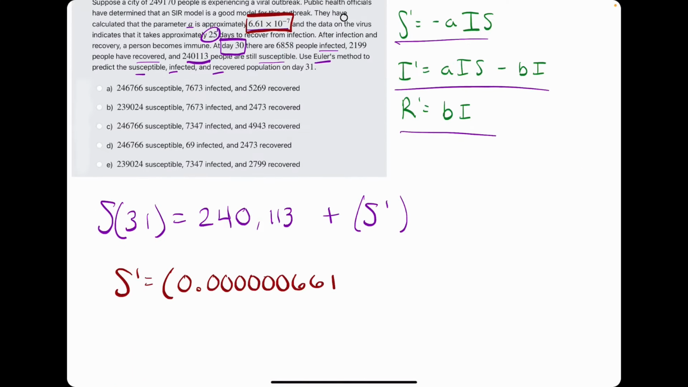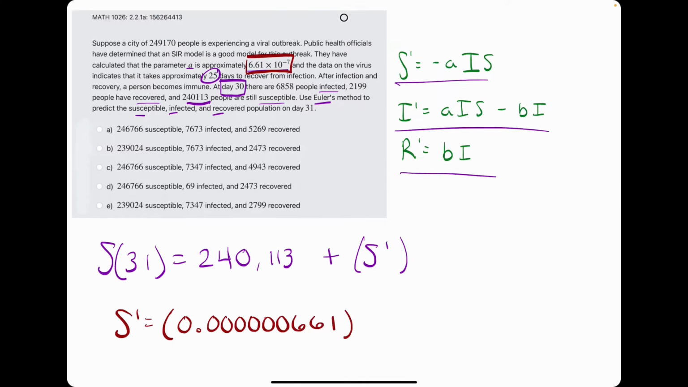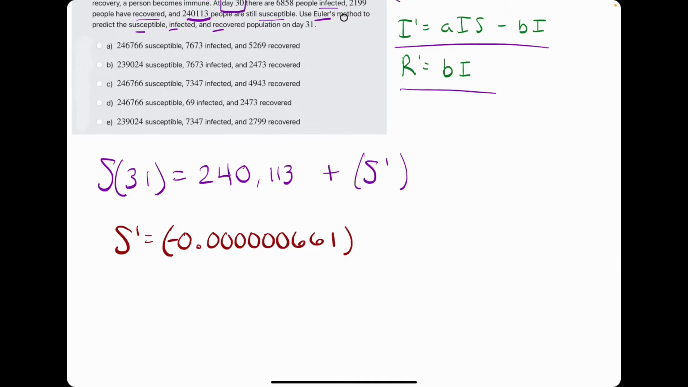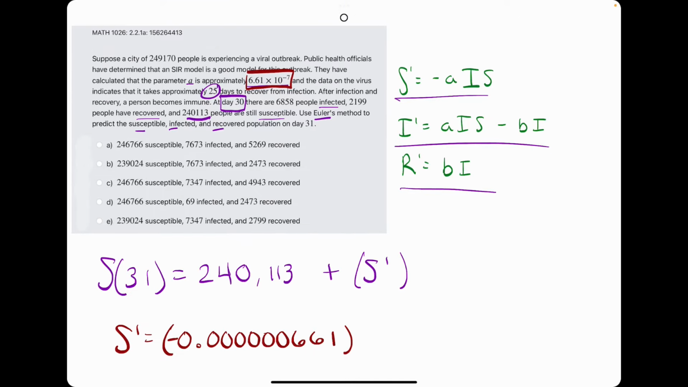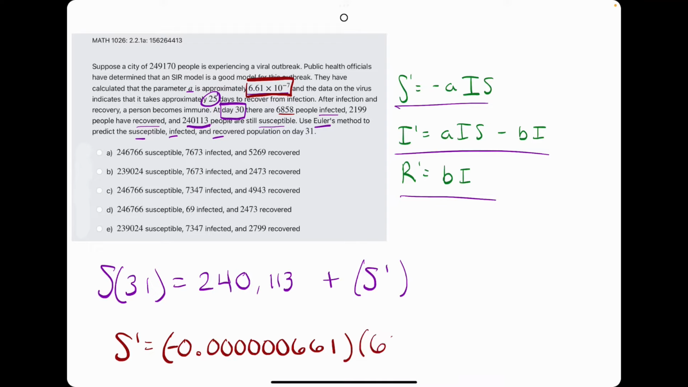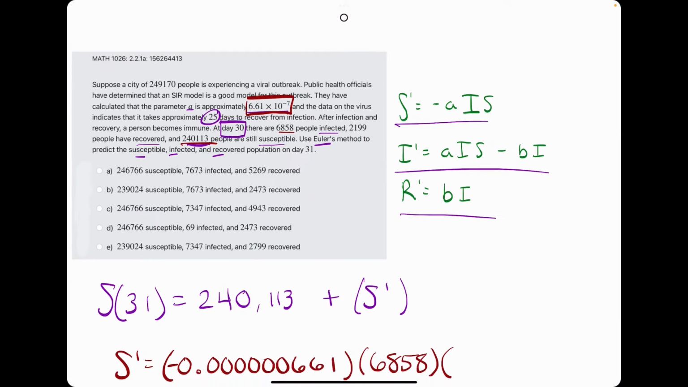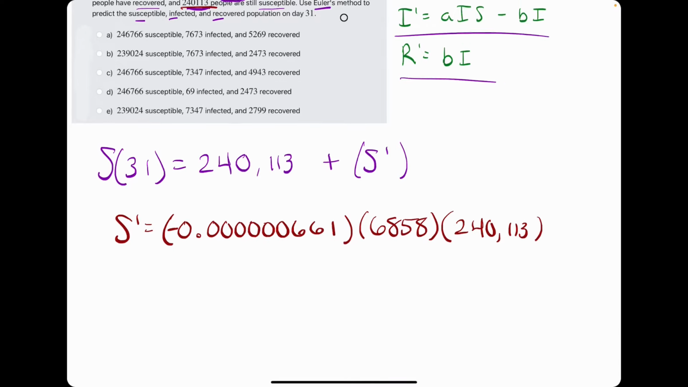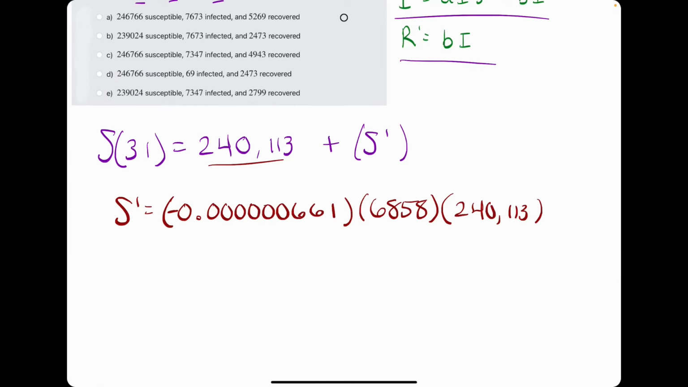All right, let's keep rolling. This is our A value. And we need negative A, so I'll just tack on a negative in front of that. We need the I, the number of infected, which is 6858. We need the number of susceptible, which again is 240,113. Awesome. All right, so that's S prime. Once we calculate that, we'll just tack it on to this value and we'll be done.